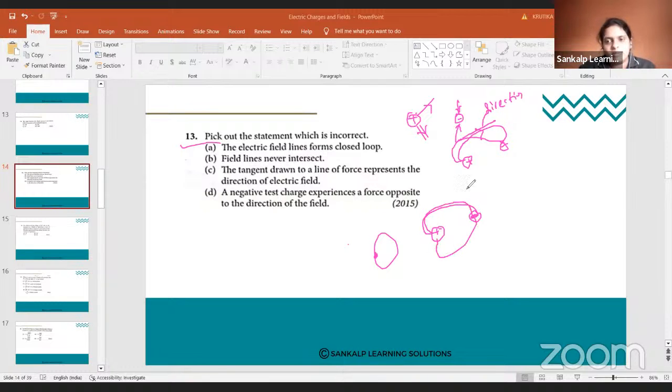No, this is not there. Only from positive it will start and terminate at the negative. So it is not a closed loop. For a closed loop, where it starts, it must end there. Understood? So option A, this is not correct. That is, electric field lines form closed loops, that is the wrong answer. Yes, option A. Everybody is telling. Yes. Next question.